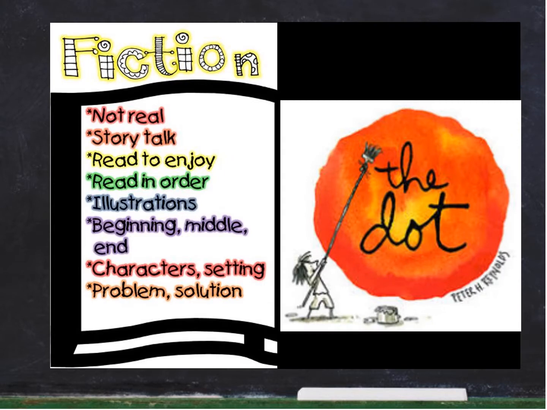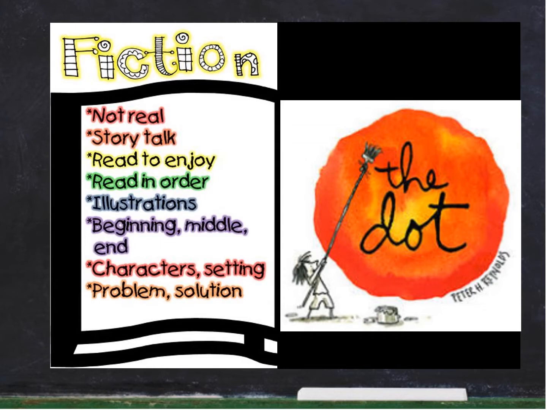Let's take a look first at fiction. An example that we've already read is The Dot. The Dot is a story that was not real. It was fake or false. The author, Peter H. Reynolds, had an idea and wrote this story. Vashti and her teacher talked to each other. When characters talk, we call this dialogue. That only happens in fiction.